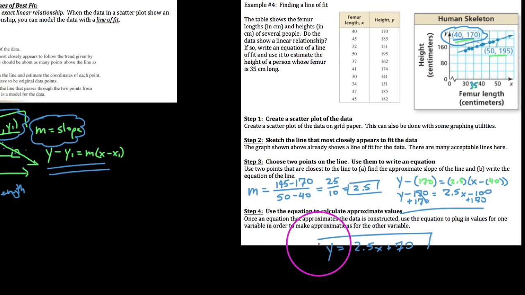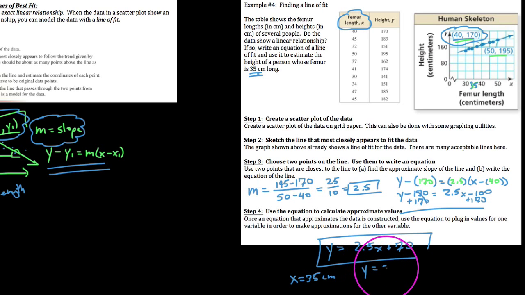So here's our equation that relates y, which is our height, to the femur length, which is our x. The question we were trying to answer in the first place was, how tall is a person if we know that their femur is 35 centimeters long? We could at least get a good approximation. Since we were given a femur length, keeping in mind femur length is x here, we'll evaluate for y when x is equal to 35 centimeters.